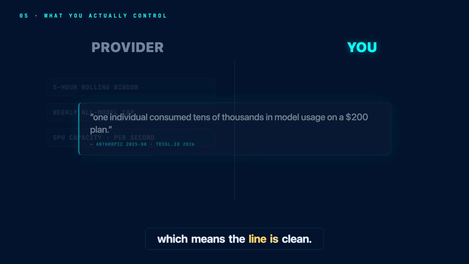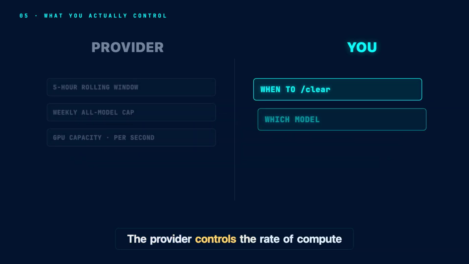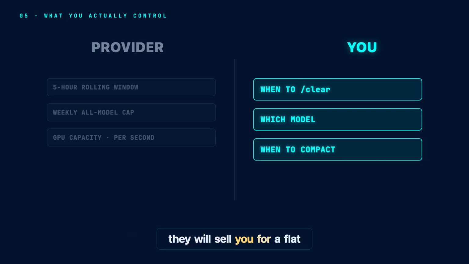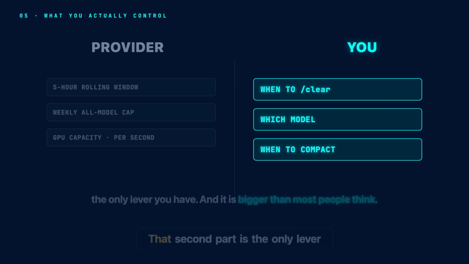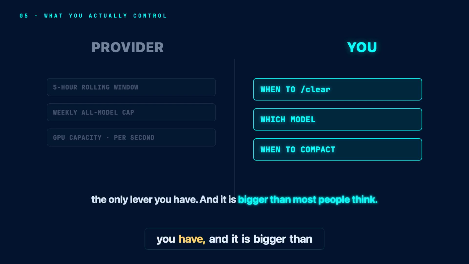Which means the line is clean. The provider controls the rate of compute they will sell you for a flat fee. You control how much compute each turn of your agent actually demands. That second part is the only lever you have, and it is bigger than most people think. 4 moves. Each one attacks a specific term in the loop math.